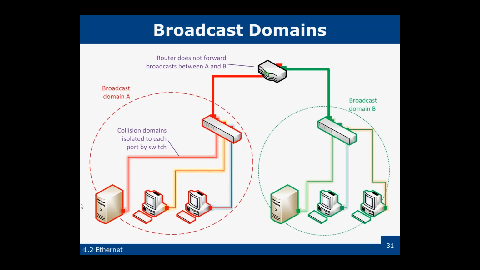Routers stop broadcast domains. Broadcast domains are going to be at layer 3 of the OSI model. A broadcast is sent to every computer on that side of the router. Routers do not pass broadcasts. They don't go through them, and that's one of the things that they stop. There's a separate broadcast domain over here. The broadcasts from this network don't go to the other network.